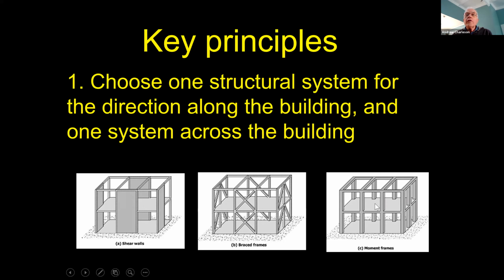If we're using moment frames here, we've got a moment frame along the building here and one on the other side of the building. And at each end of the building, and in fact, along the building, we have transverse moment frames. And so the key principle is one structural system for each direction, but you can have the same system in both directions.